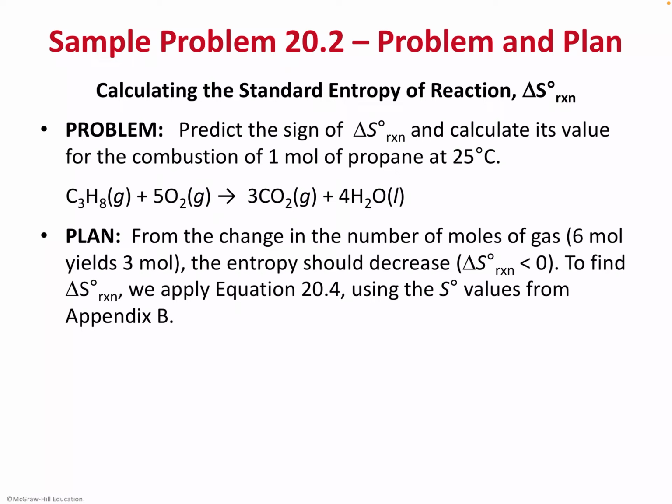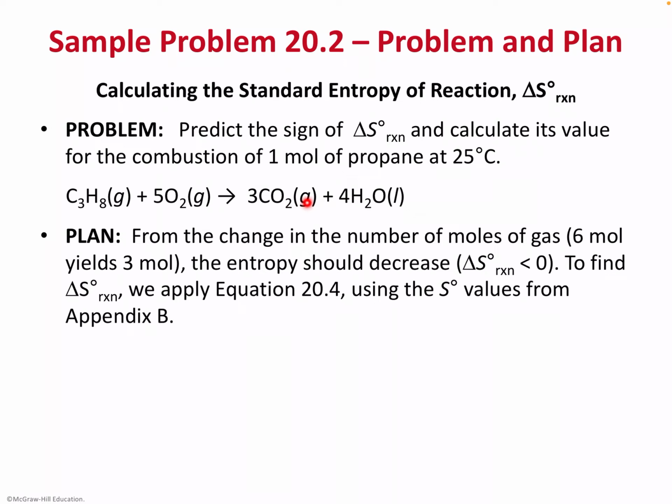Okay, calculate the standard entropy of reaction delta S naught. Predict the sign of delta S naught and calculate its value for the combustion of 1 mole of propane. We can predict it before we start calculating. Let's go ahead and check to see if this is balanced. Yes, so 5 oxygen, 3, 4. This is a balanced equation.